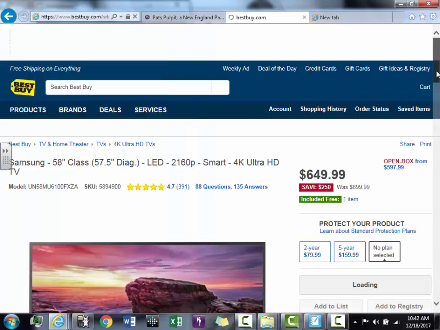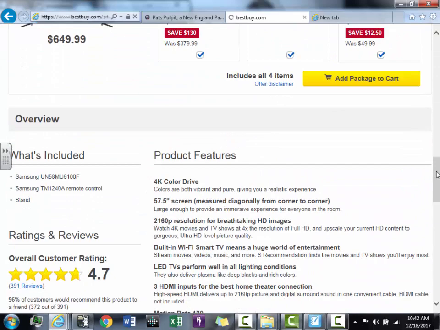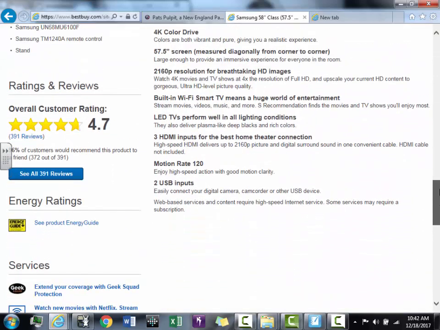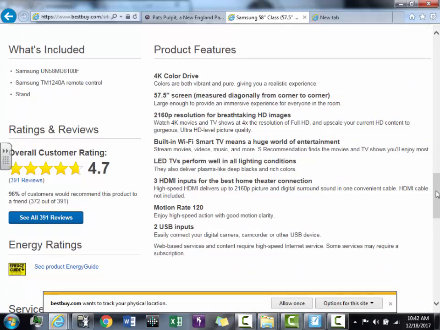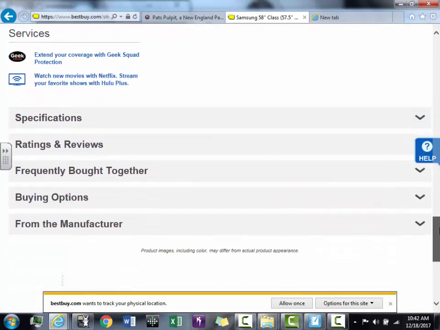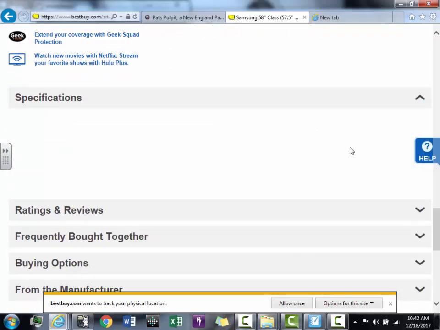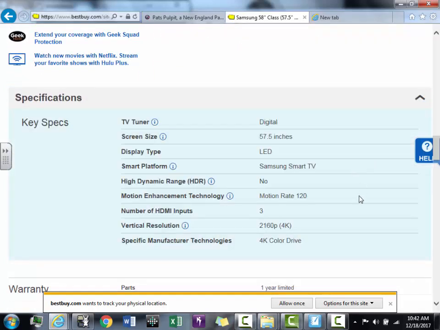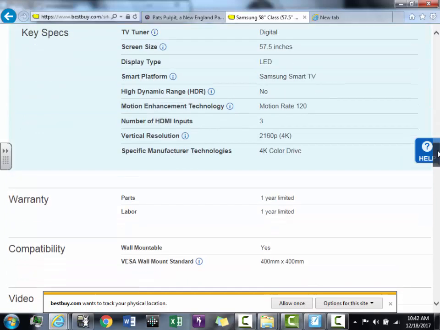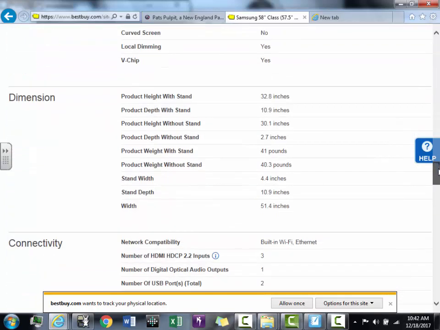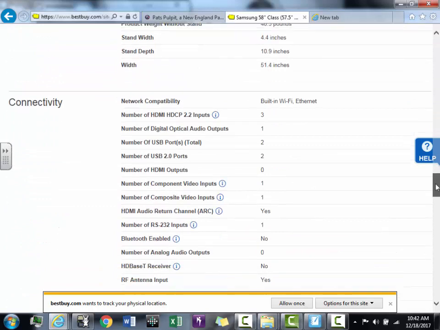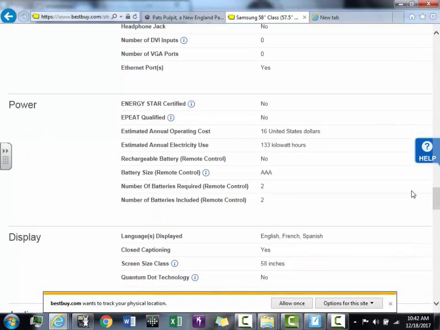Finally it loaded. Here, let's see. Need to find its specs there. Specifications. Why is it not showing me here? Connectivity. Watts. Here we go.